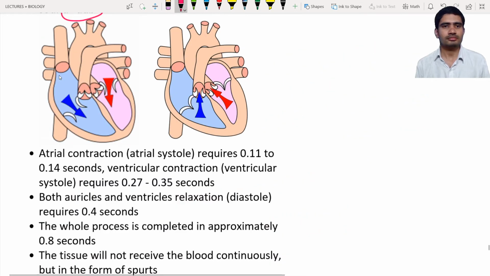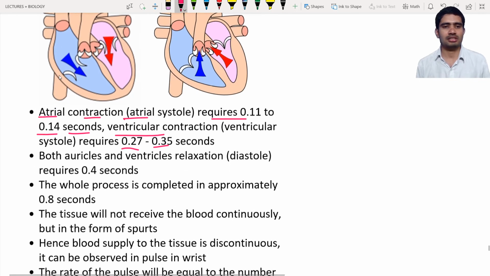Okay. So next, atrial contraction, that is atrial systole. Systole is nothing but contraction. It requires around 0.11 to 0.14 seconds. So this is the time taken for the atria to contract. In the same way, the ventricles are going to contract. Ventricular contraction requires around 0.27 to 0.35 seconds. So such a time is required for the atria and ventricles to contract.